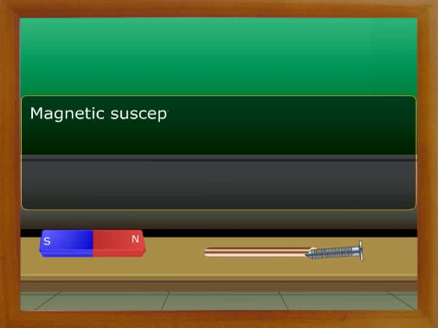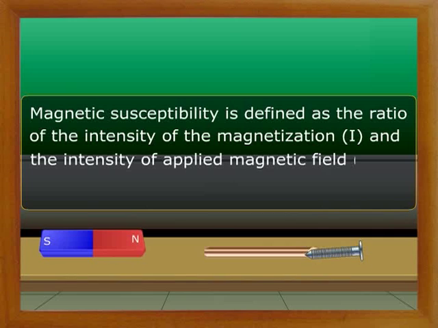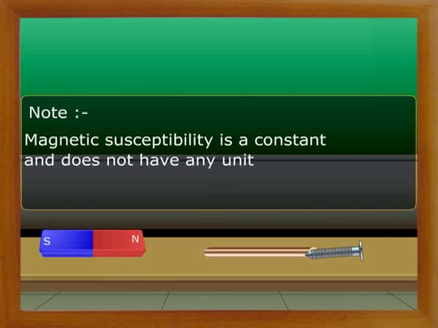Magnetic susceptibility is defined as the ratio of the intensity of the magnetization I and the intensity of the applied magnetic field H. Thus, magnetic susceptibility is equal to I by H, which is equation 22. Note that magnetic susceptibility is a constant and does not have any units for a given substance.